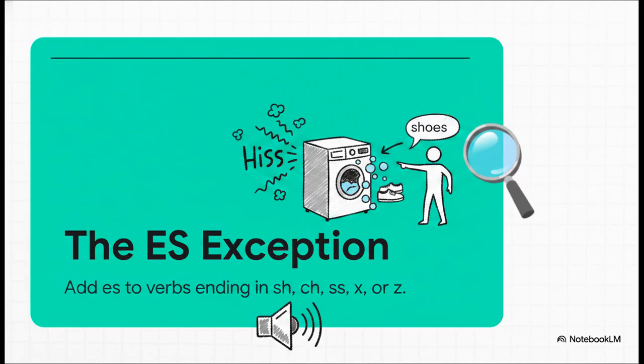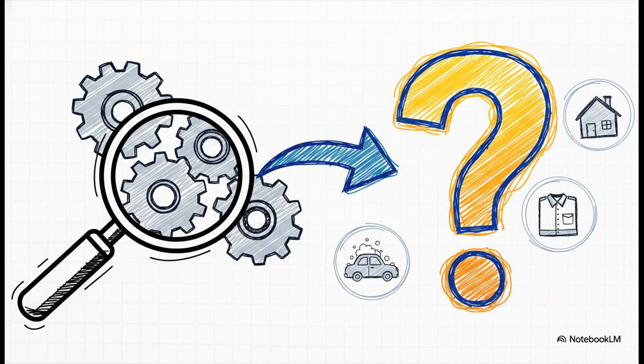Enter the ES spelling exception. The absolutely crucial point here is this. If your base verb ends in a hissing sound, we're talking SH, CH, double S, X, or Z, you must add an ES instead of just a lone S. So words like wash become washes. It's honestly a brilliant structural adjustment made purely to make the words flow better and be easier for us to vocalize in everyday conversation.